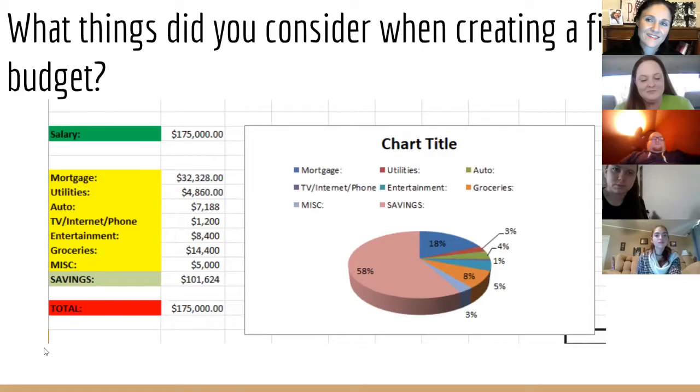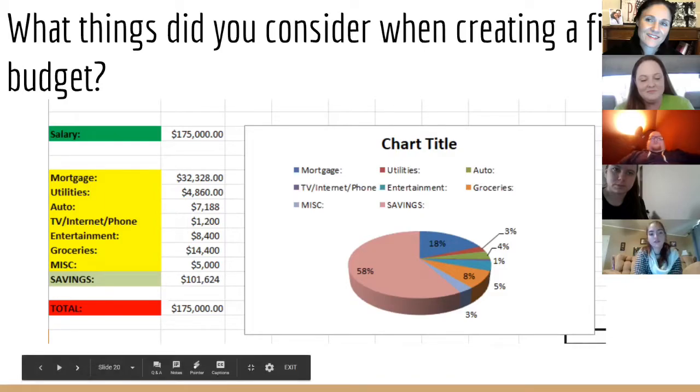Finally, I looked at the extras and decided what would be going into savings. A savings account is important. Generally, we should have 3 to 6 months' worth of bill money back in savings just in case the unexpected happens. Thanks for asking. Very true.